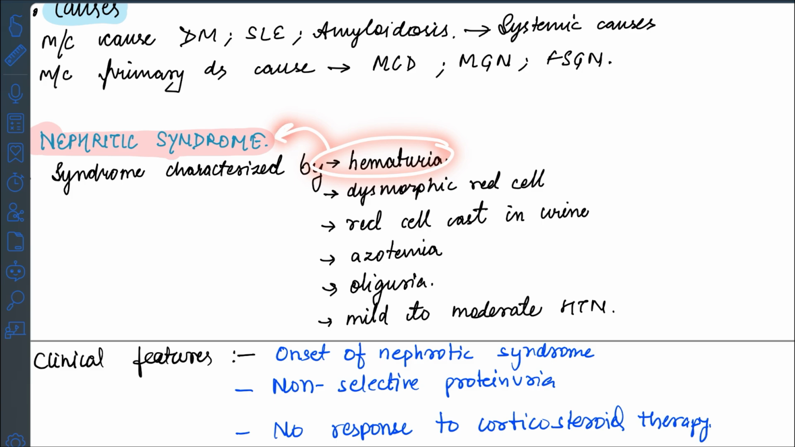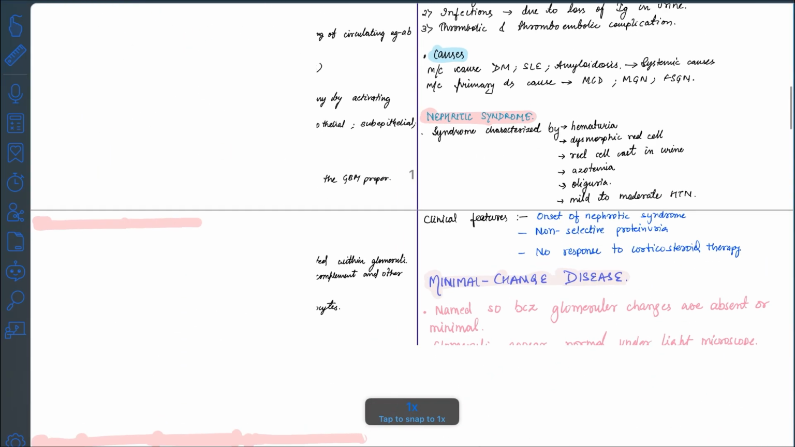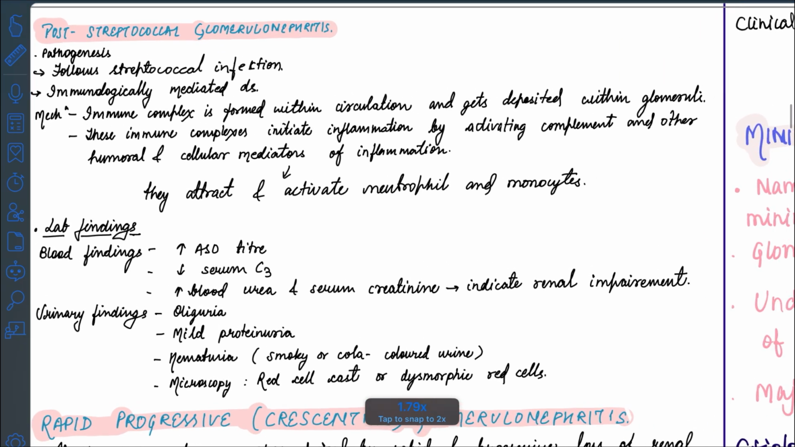First we can see कि hematuria nephritic syndrome से associated है, not with nephrotic. Same goes with dysmorphic red cells. Red cell cast in urine, ये भी nephrotic syndrome में present नहीं होता है. Azotemia, oliguria, all this. But if you look into proteinuria, it is mostly associated with nephrotic syndrome. यहाँ पे nephritic में we can see proteinuria but not massive. Certainly it can be mild or moderate. And hypertension, mild to moderate, is also associated with nephritic syndrome.